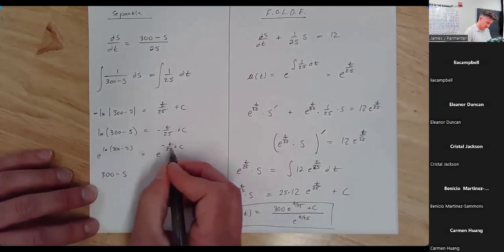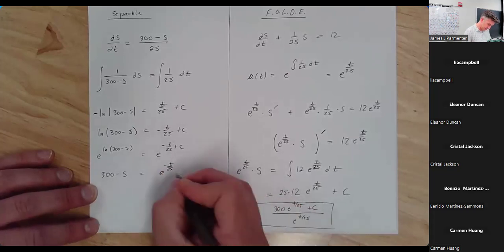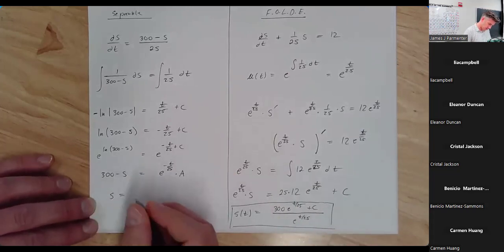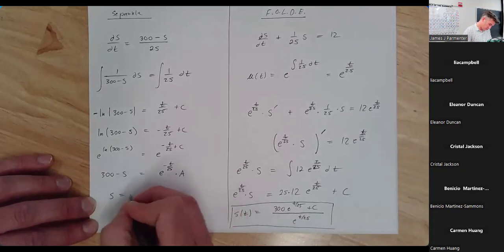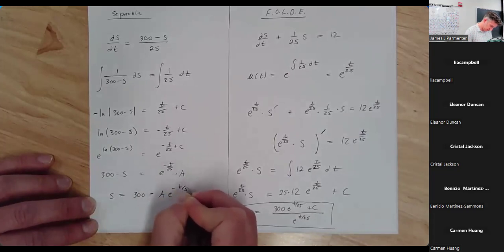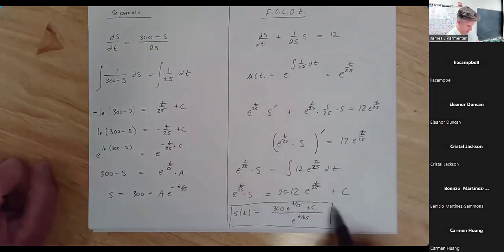And e to the negative t over 25 plus c is e to the negative t over 25 times e to the c, which just becomes a new constant. I call it a. And then solving for s, we get s equal to 300 minus a times e to the negative t over 25. Which is the same as that. It just looks slightly different because I didn't simplify this fully.